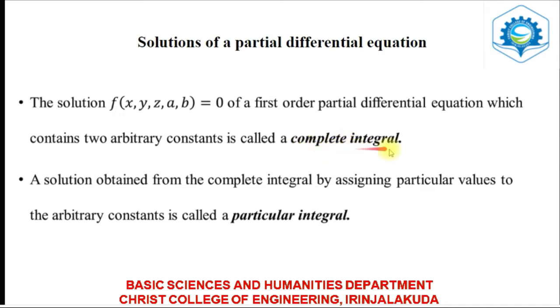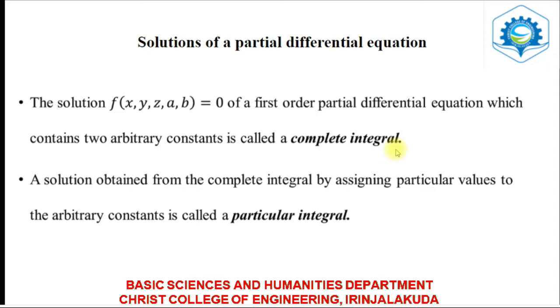The first one is called the complete integral, a complete solution of a differential equation. When we have a first order differential equation, it normally has p and q, that means a derivative with respect to x as well as a derivative with respect to y. From the formation of partial differential equations, we know that if the number of variables equals the number of constants to be eliminated, then you will get a first order partial differential equation.